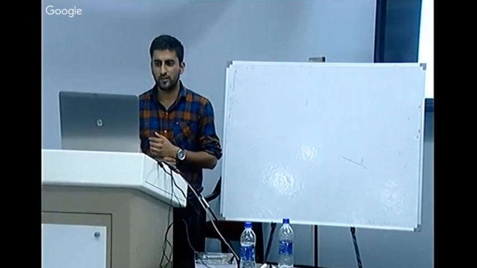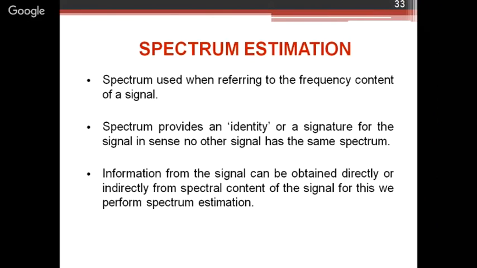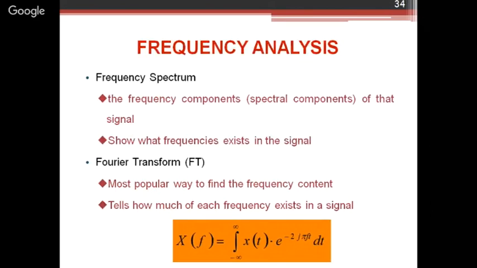In order to get the spectrum, we use the different transforms. Information from the signal can be obtained directly or indirectly from the spectral content of the signal, and for this we perform the spectrum estimation. Different methods are there in order to get the information from it. But firstly, we have to get the spectrum of the signal, that is the frequency content of the signal.